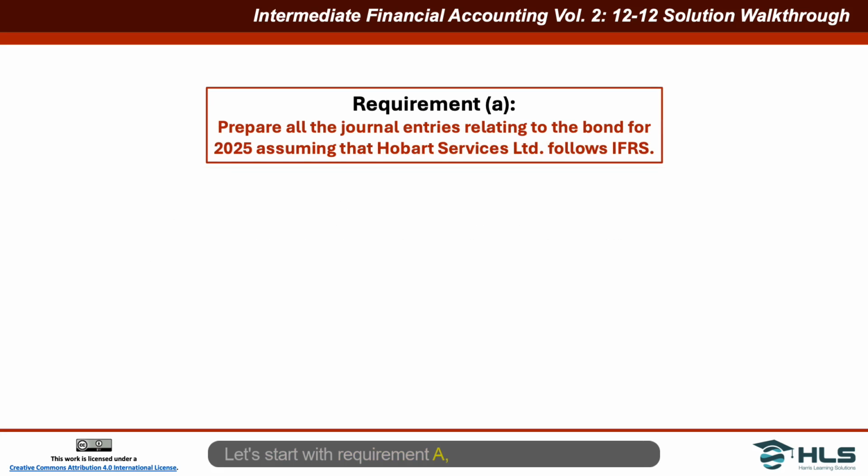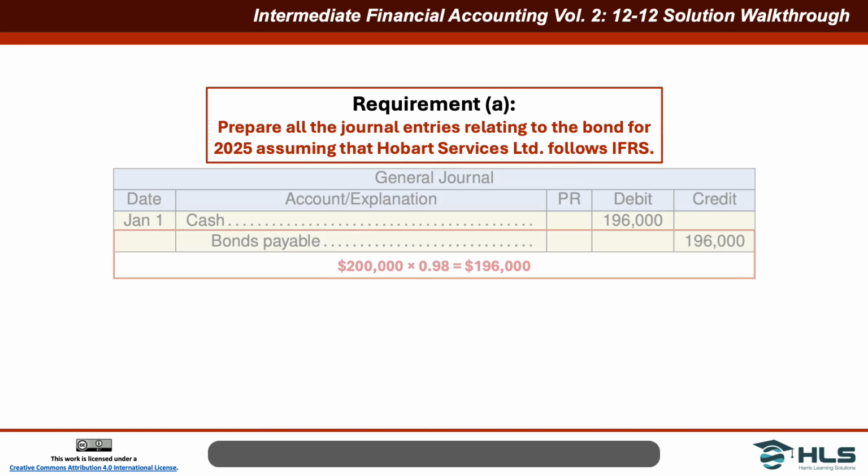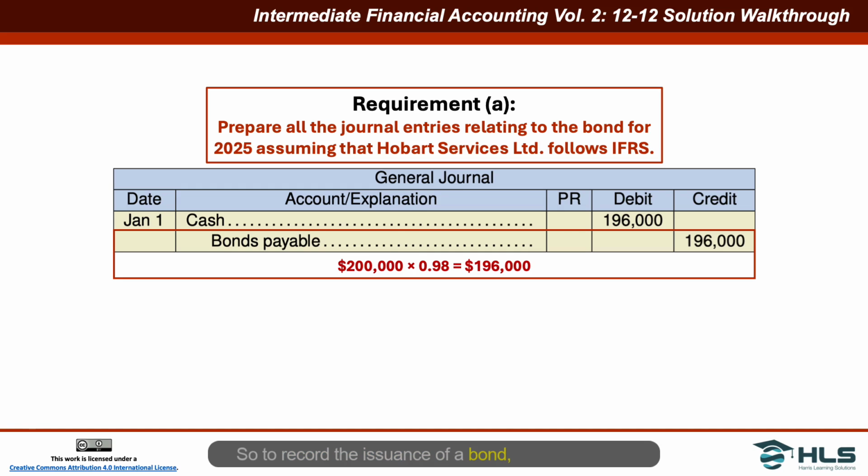Let's start with requirement A, which asks us to prepare all the journal entries relating to the bond for 2025, assuming that Hobart follows IFRS. So to record the issuance of a bond, the company is going to debit cash and credit bonds payable for the present value of the future cash flows.